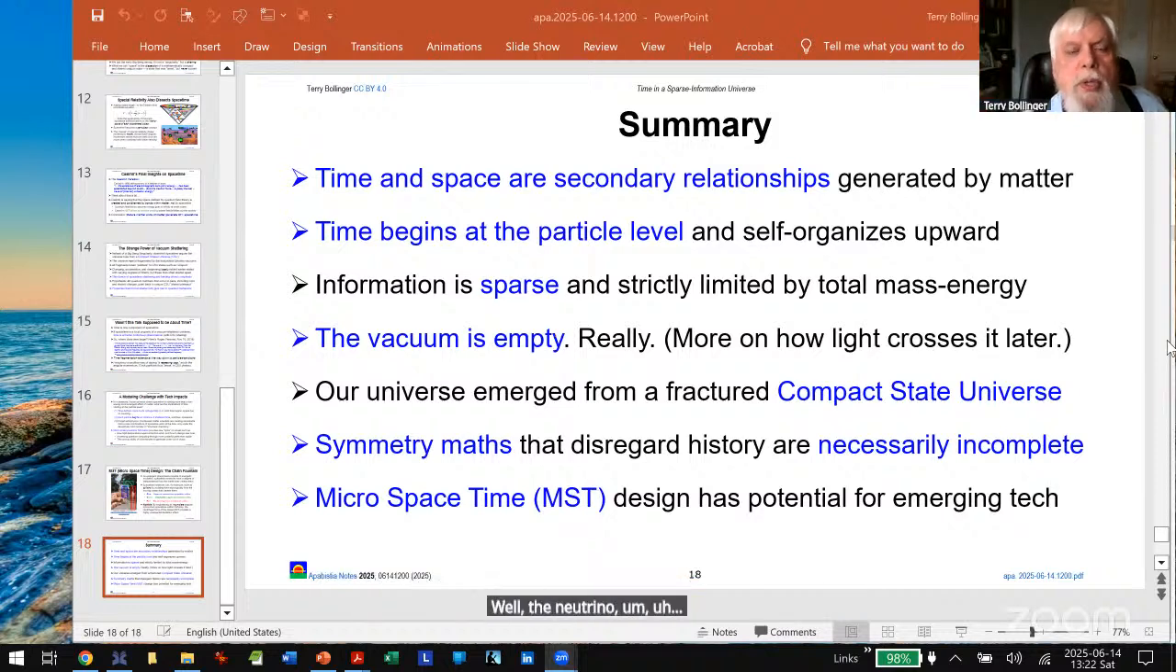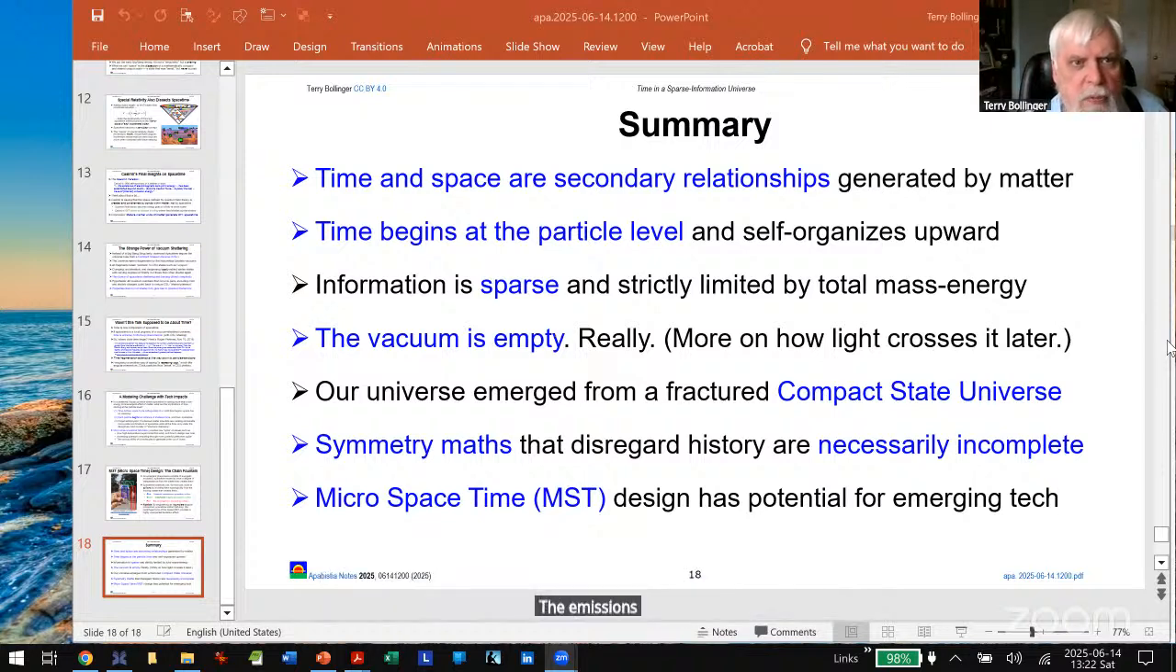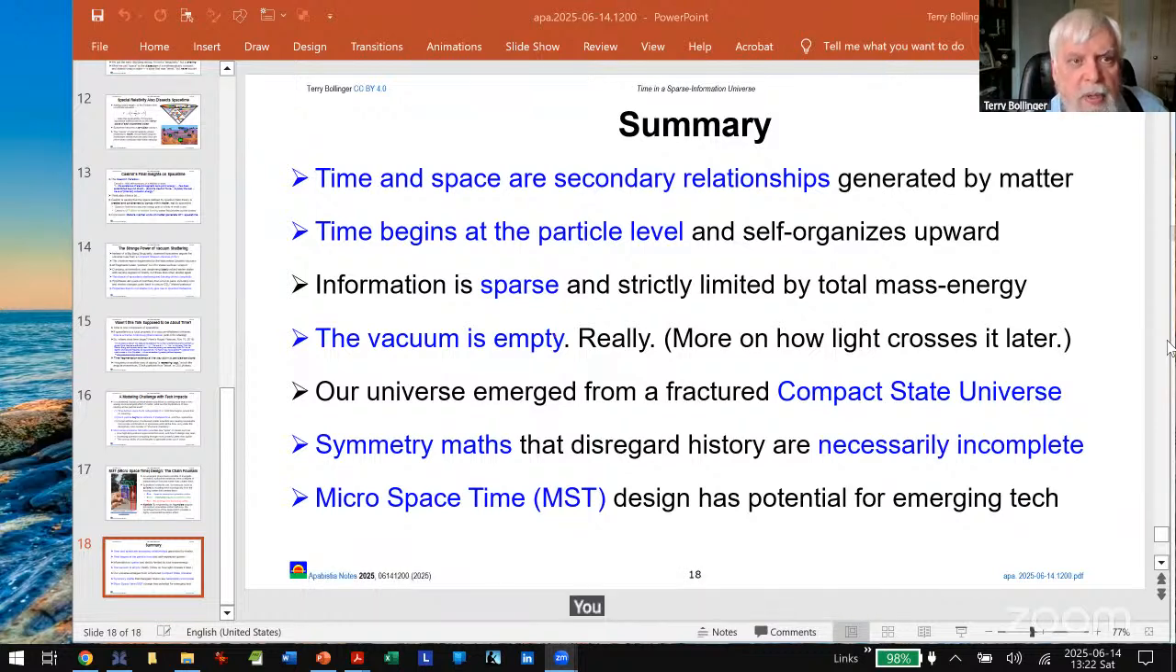yeah, no disagreement. I think this is very interesting. The emissions, the conversions of quarks from neutrino emission. You look at the proton and how it gets converted into a neutron. You really have to look at those interactions between.